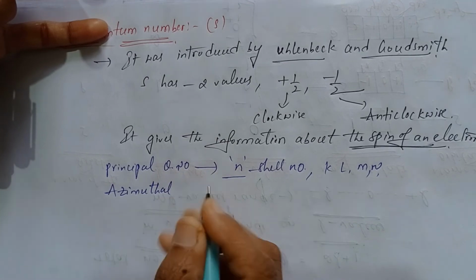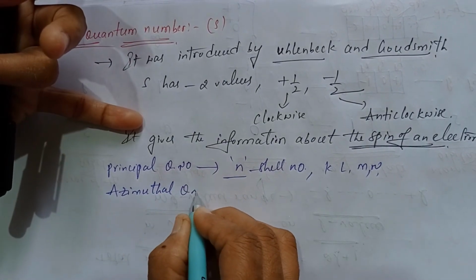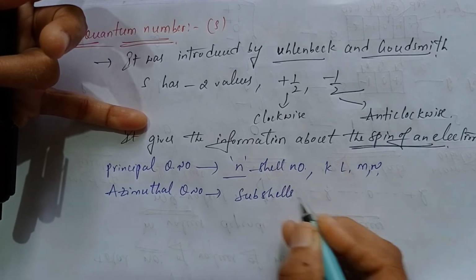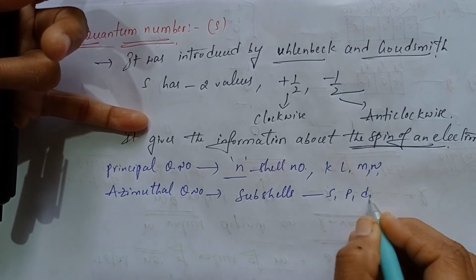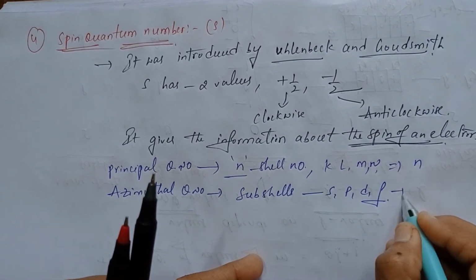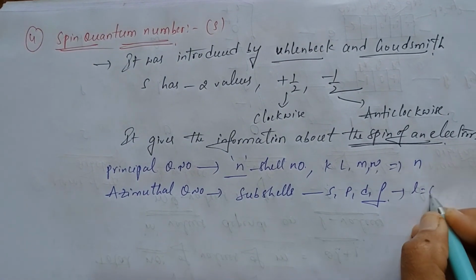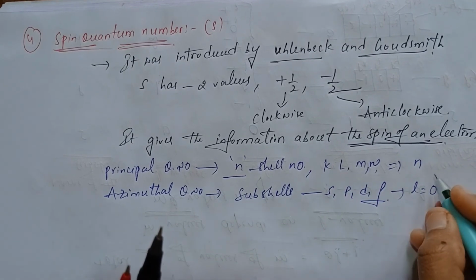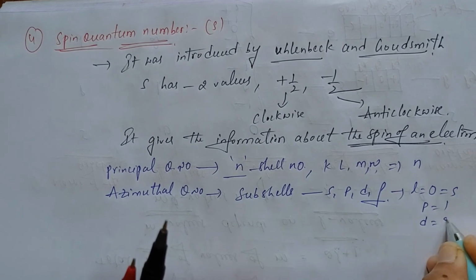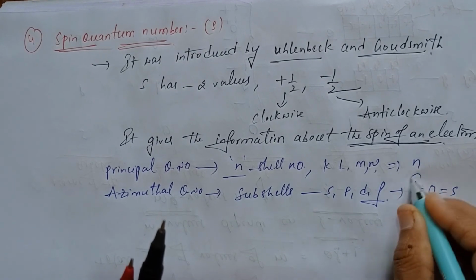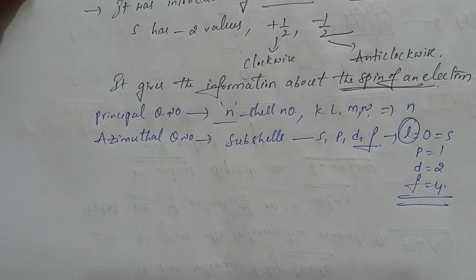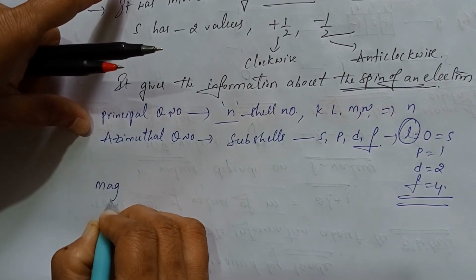Finally I am giving the conclusion, students. The azimuthal quantum number gives the information about subshells: S, P, D, F. These are the L values. For the S subshell L is 0, P subshell 1, D subshell 2, F subshell 3.